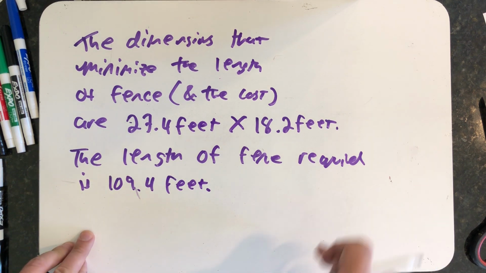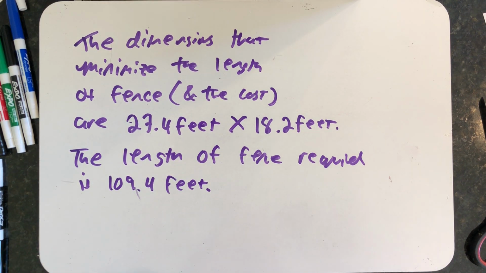All right, so in this problem, we actually minimized the length of fence, and I'm making a claim that we've also minimized the cost. This is a great example of a situation that does come up in application, right? You're asked to make something or build something, but you need to keep the cost low.